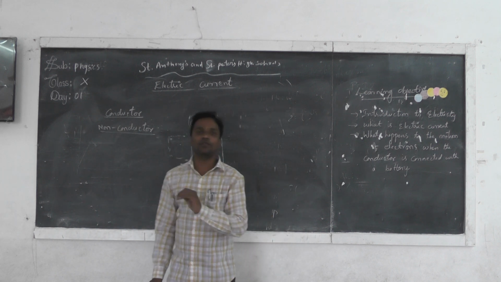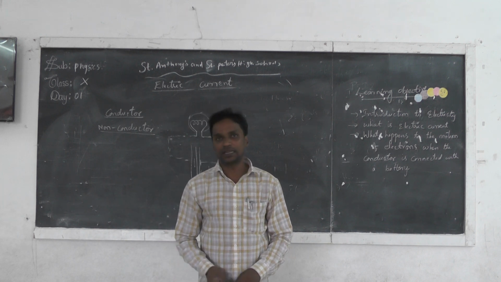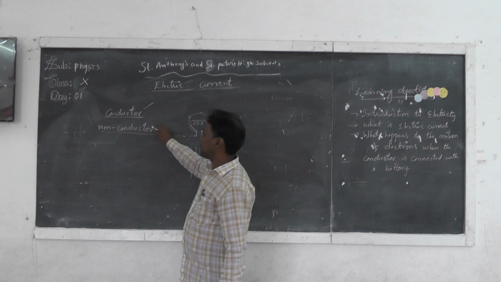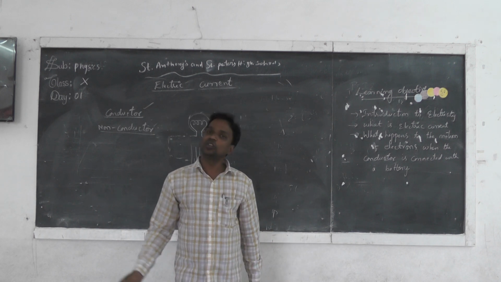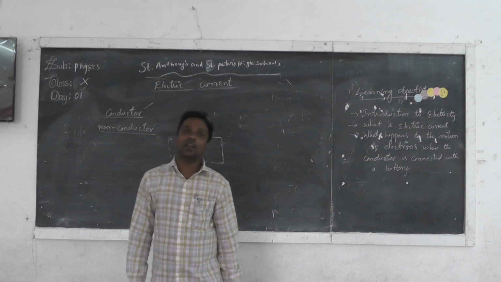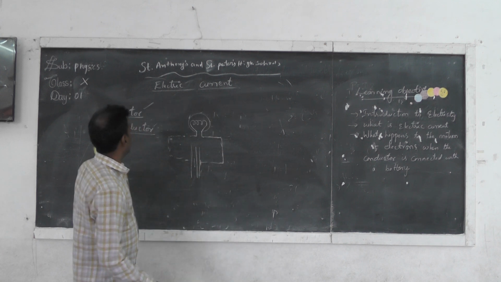The other name for non-conductors is insulators. These are conductors and these are insulators. Insulators do not allow electric current to pass through them, but conductors allow electric current to pass through them. This is how we say.